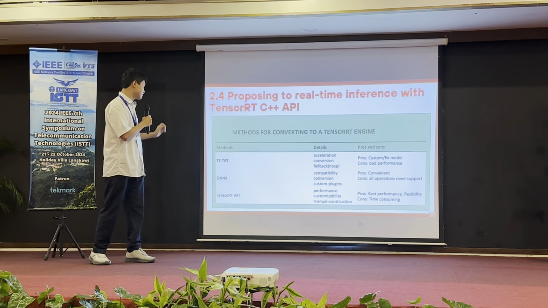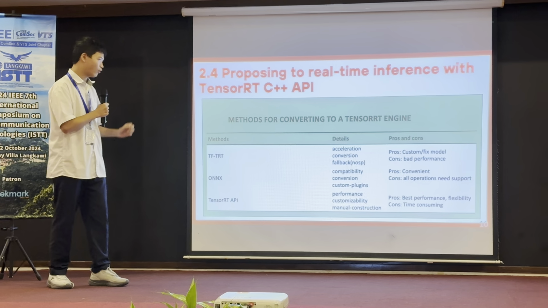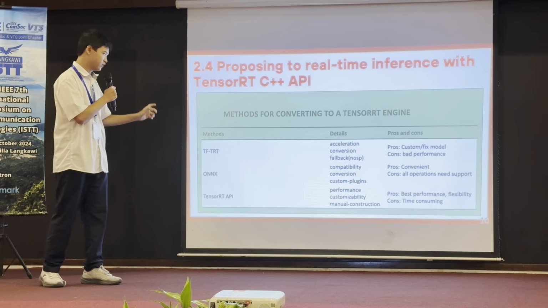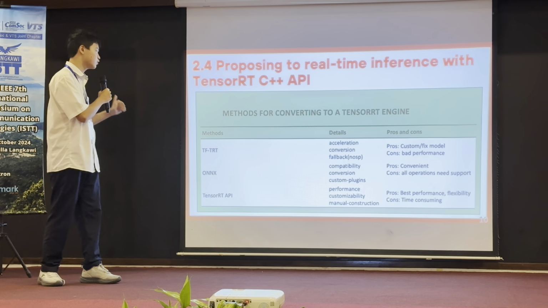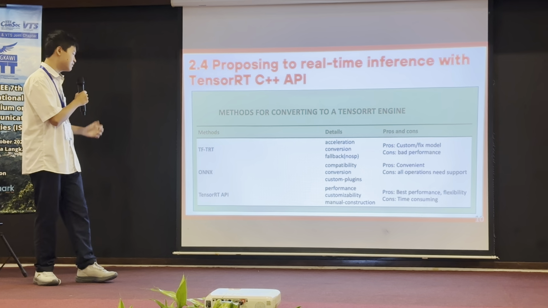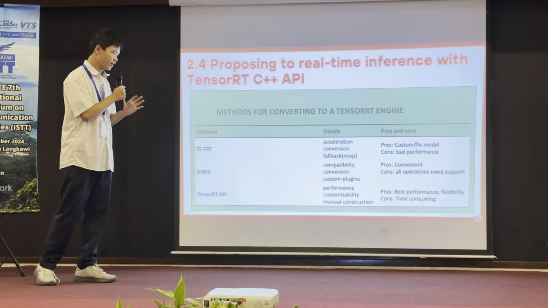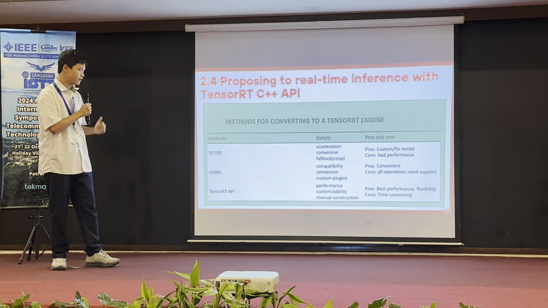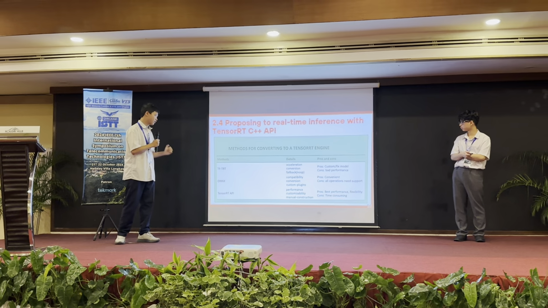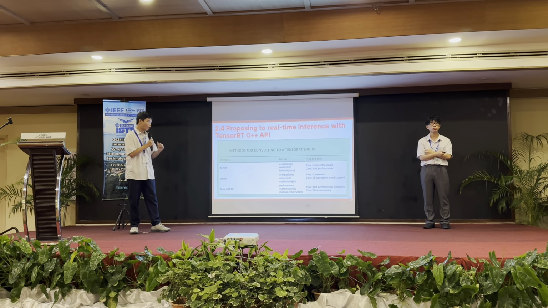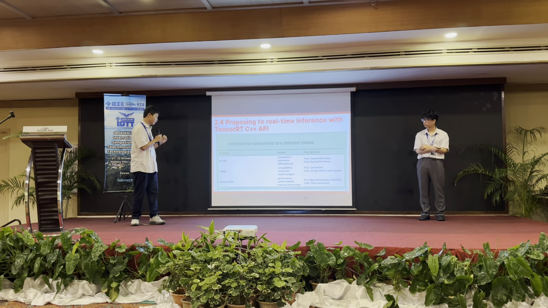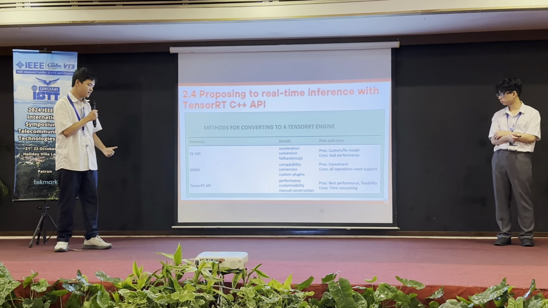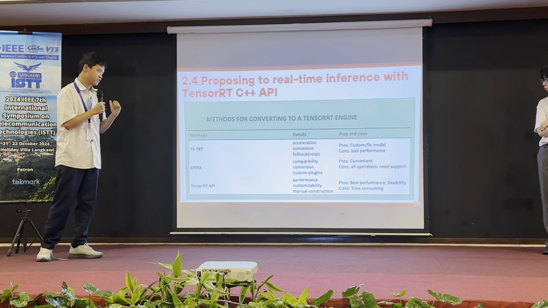If you read the details, you can also guess the pros and cons of each method. With TF-TRT, the pro is definitely that it can handle custom and fixed models, because it can use non-supported models and devices, but it does not focus on performance, so it has pretty bad performance. The ONNX path is pretty convenient because it has custom plugins and compatibility, but all operations or devices need ONNX support. And finally, the TensorRT API focuses on performance and flexibility, but it needs manual construction, meaning human resources.